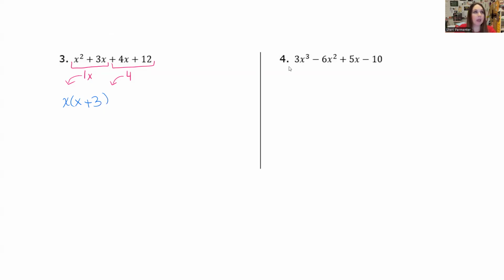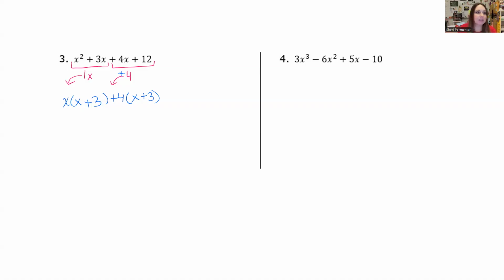For my second group, I'm pulling out a 4. It's a positive 4. You always have to have a sign right here. You can't just have a 4 without the plus sign. 4 divided by 4 is 1, and so I just have 1x, or just x. And then 12 divided by 4 is 3, so plus 3. Yay! My goal is to get 2 sets of parentheses that are exactly the same.